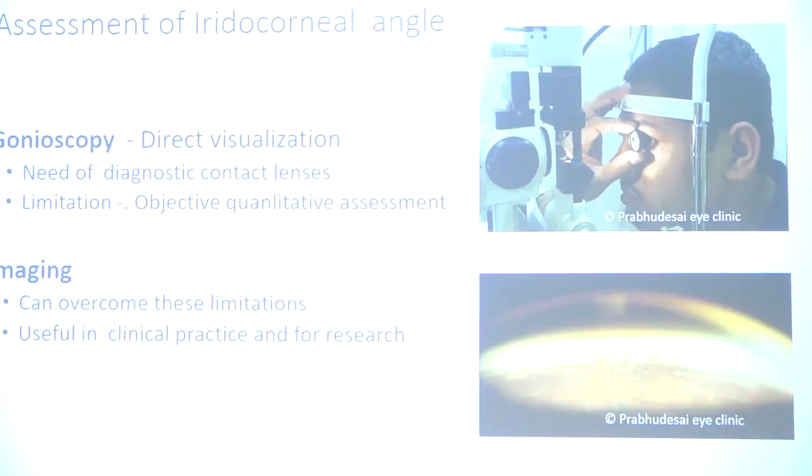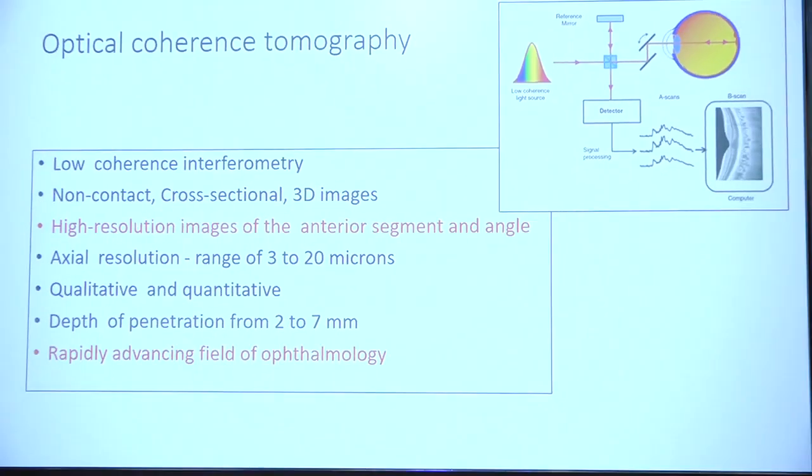I'll be talking on identification of the anterior chamber angle landmarks and quantification on ASOCT. We know that the angle can be assessed by gonioscopy, which is a direct visualization, but it needs diagnostic contact lenses. The limitation is that it is a subjective and qualitative assessment. Imaging can overcome these limitations and it is useful in clinical practice as well as for research.